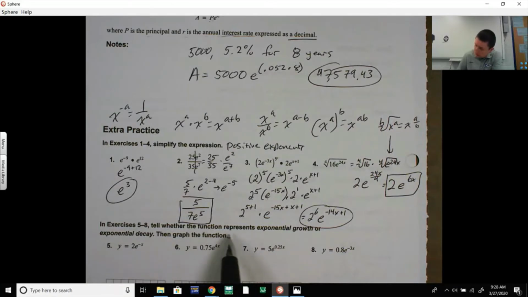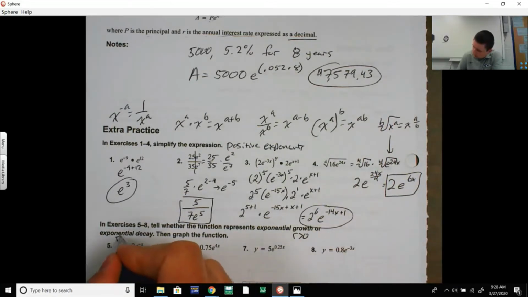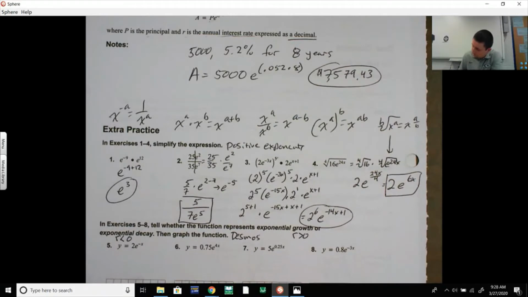Tell whether the function represents exponential growth. Remember that is r greater than 0, or exponential decay, r less than 0. Positives and negatives. Then graph the function. You can use Desmos for that.